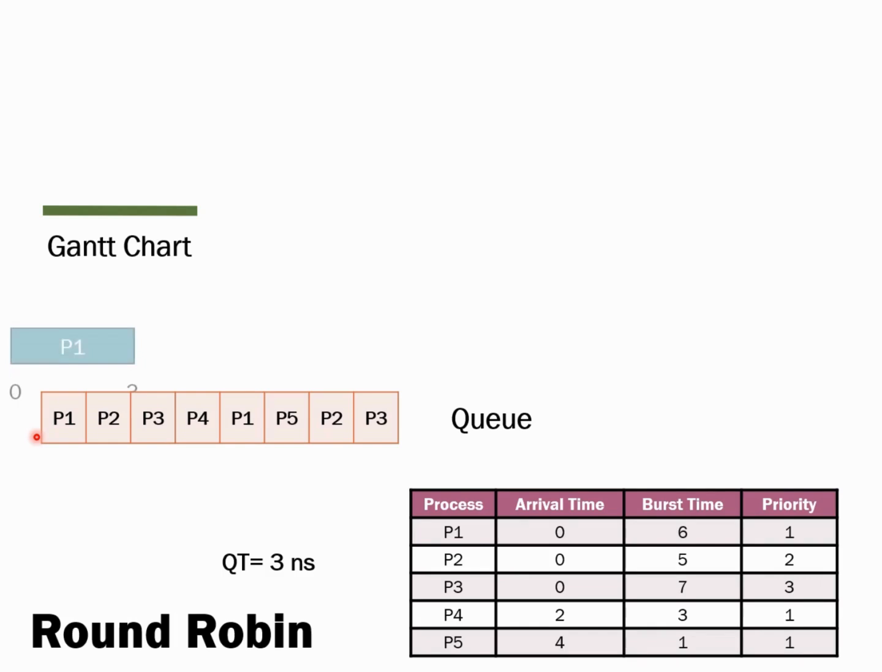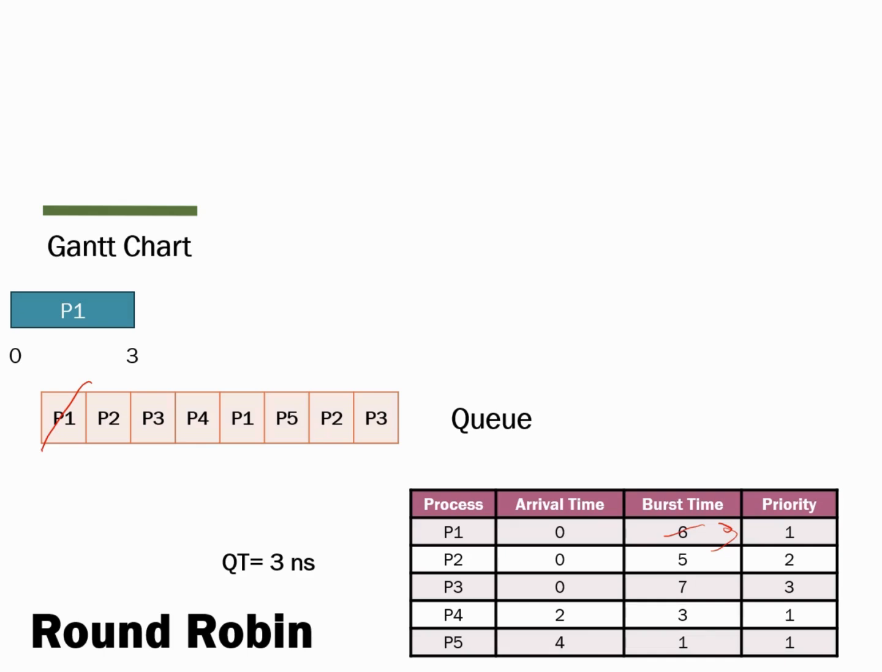At the first time, we get the first from the beginning of the queue. So we start with P1 with 3 nanosecond because the QT is 3. Between 0 to 3, another process is added to the system, we call it P4. So P4 is also added to the queue here. Then when P1 is completed here, it is not finished, and now it got only 3, so we need 3 more. So it's going to be put here at the end of the queue.